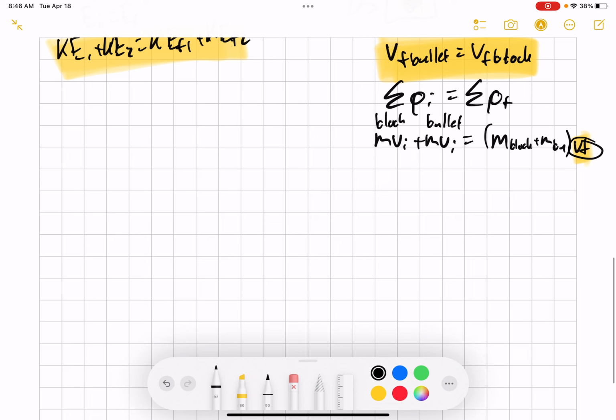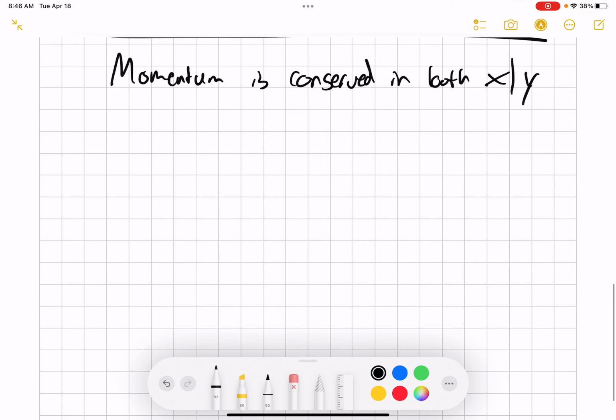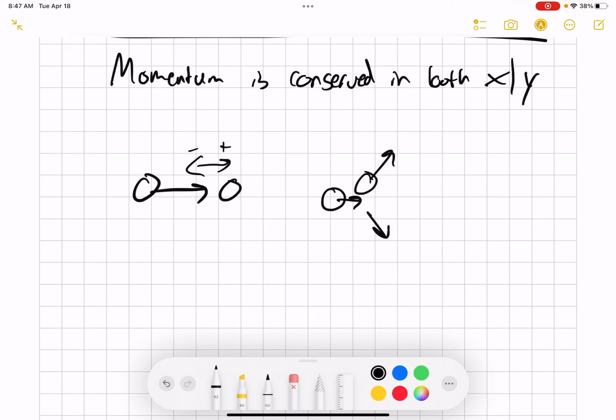Now, remember, momentum is conserved in both x and y. So what that means is, if you have a collision where it's not just a head-on collision and they're just moving along this one-dimensional axis, where I have just plus minus, you could also have a collision where maybe something like this, and so it's not quite head-on, this one will go here, and then this ball will end up going in this direction, right? That's a somewhat intuitive thing.